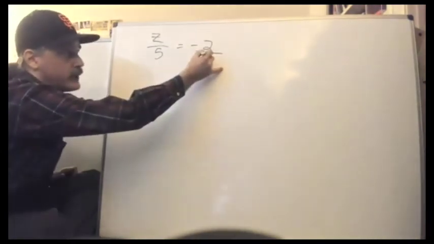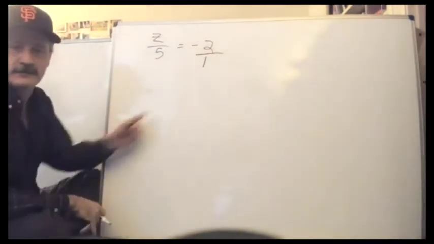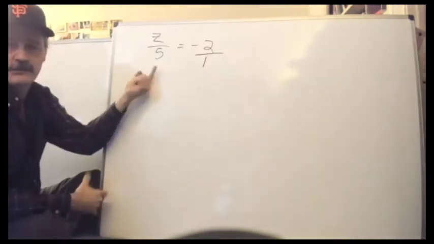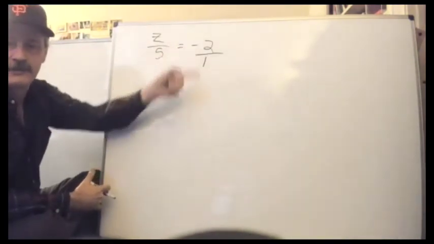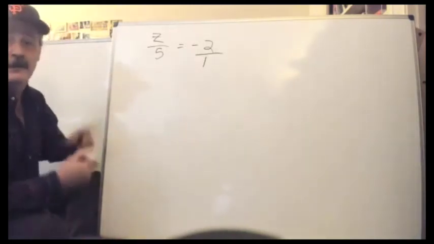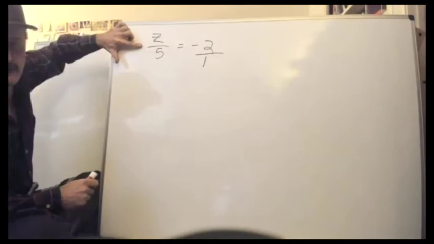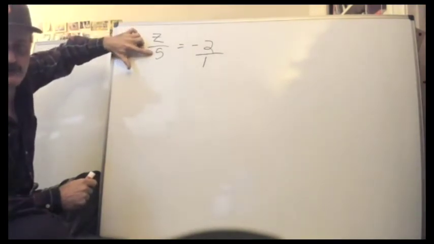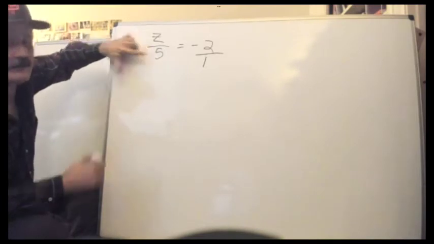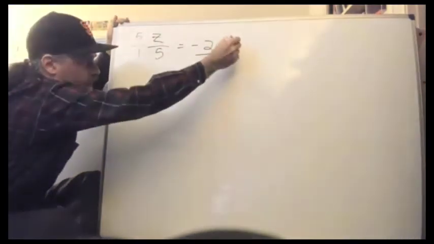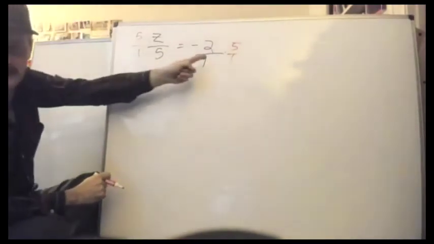Sometimes we don't have our intuition, so we need a formal procedure. I'm going to put a 1 under the -2, because that's still -2. But now you have two fractions equal, and now you can cross multiply: 5 times -2 equals z times 1. Another thing you can do, look on the side where the variable is. We want to reverse dividing by 5, so we multiply by 5. Notice you still get -10.